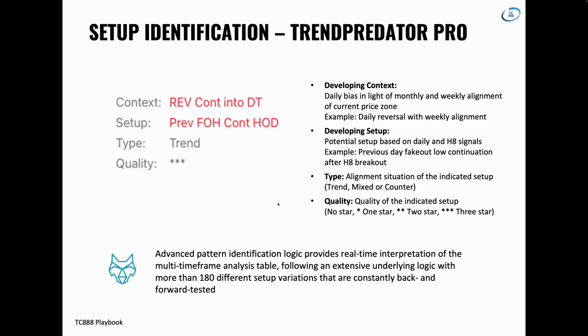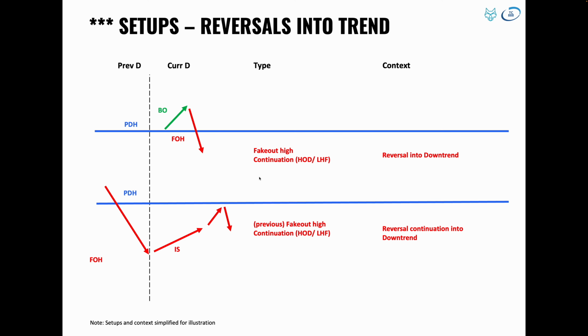So Trend Predator reads for you the whole context and setup situation of the chart, draws all the lines, and it has an algorithm that contains more than 180 different setup variations. And these are the ones I will show you right now that you want to have flashed in this specific play. So what is it that exactly the indicator is reading for you?